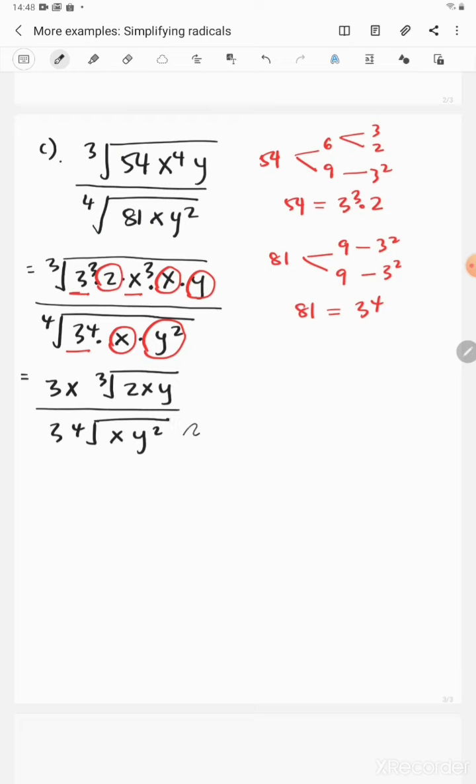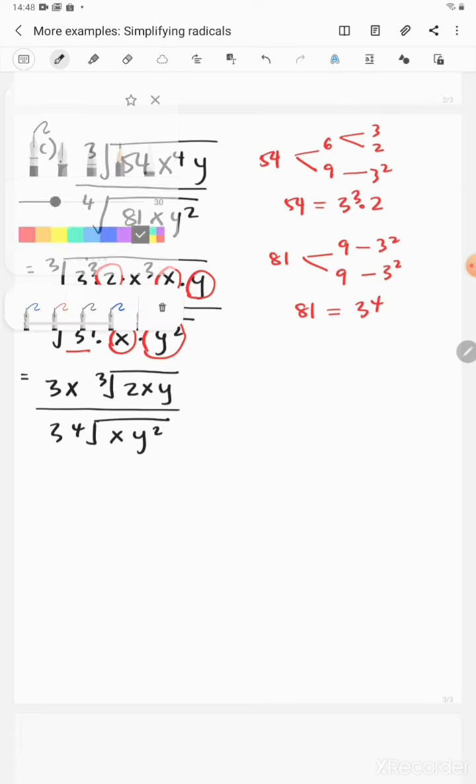The answer is not yet, because now we still have a radical here. So we have to rationalize. Therefore you have to rationalize. Okay, what should we multiply by to rationalize? Because the denominator now has x y square. So you have to think about how we rationalize.